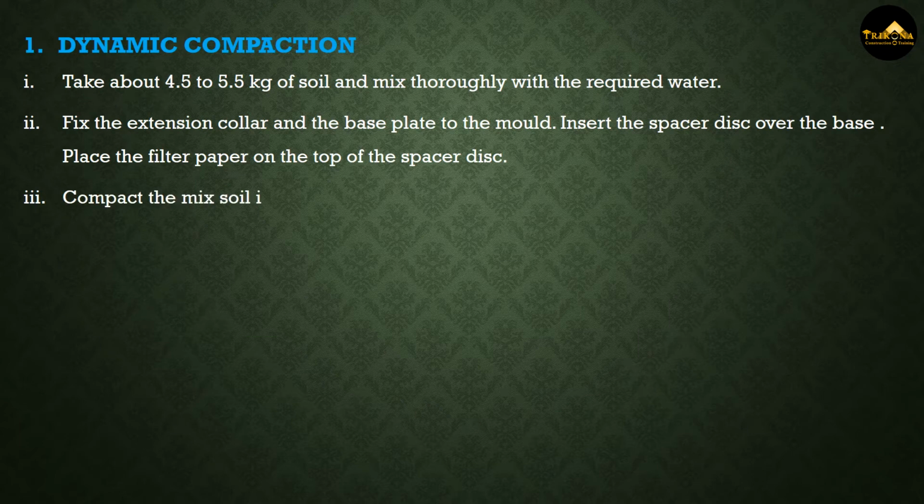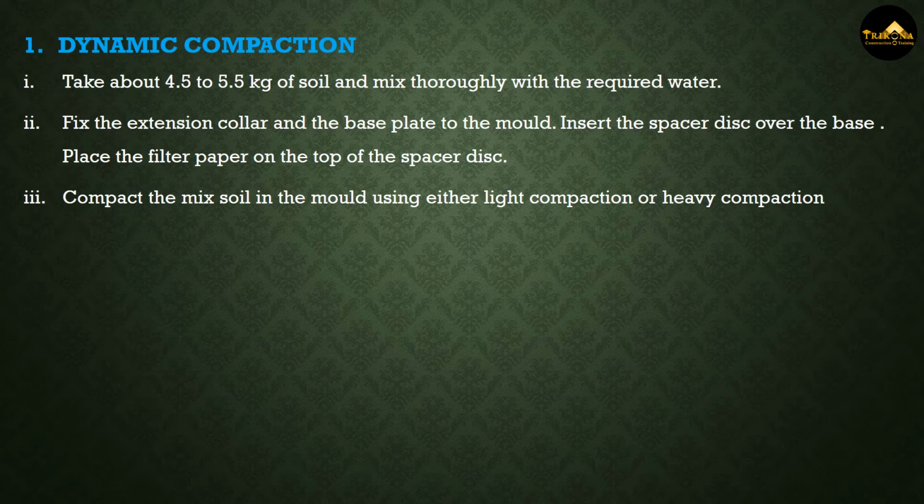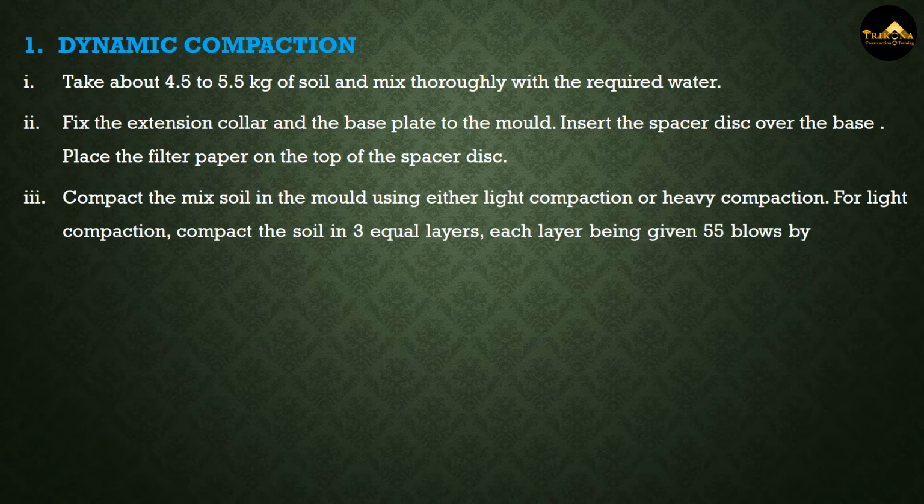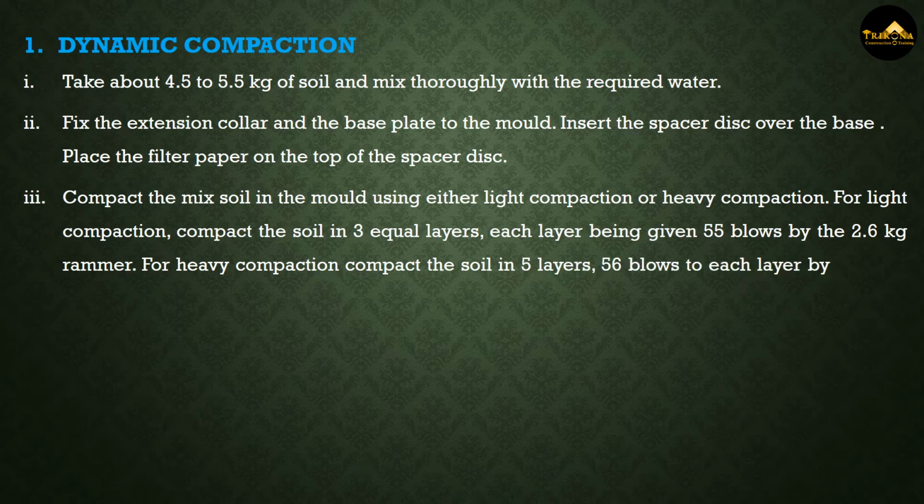Compact the mixed soil in the mold using either light compaction or heavy compaction. For light compaction, compact the soil in 3 equal layers, each layer being given 55 blows by the 2.6 kg rammer. For heavy compaction, compact the soil in 5 layers, 56 blows to each layer by the 4.89 kg rammer.